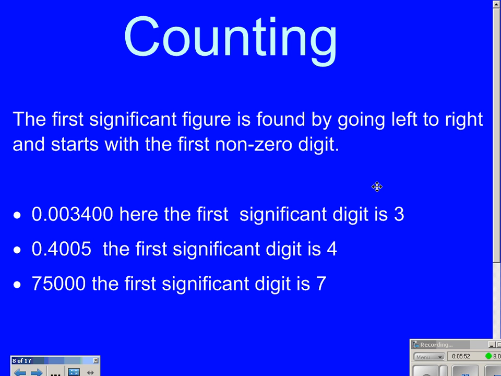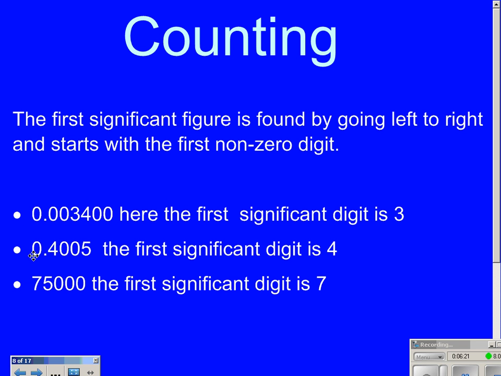Okay, first thing we'll need to know about significant digits is how to count them. And just like when you're reading, you start from the left and you work to the right. The first significant figure is found by going from left to right, and it starts with the first non-zero digit. So in our first example here, we've got some zeros up front. They aren't counting. Right here is our first non-zero digit. It's a 3. So here the 3 is the first significant digit.